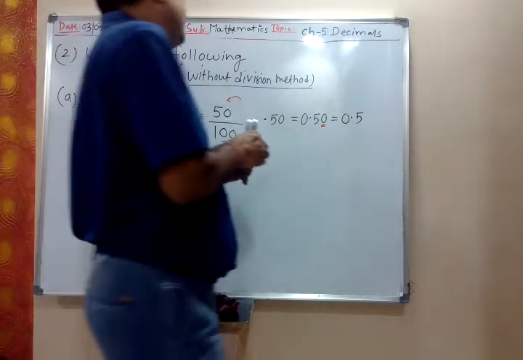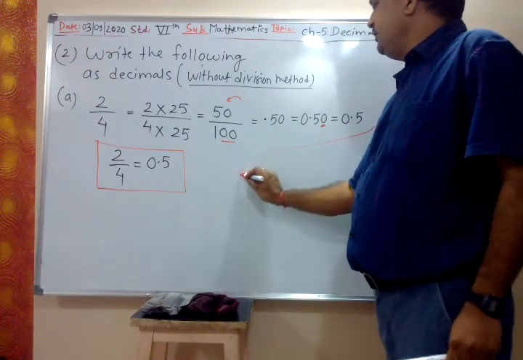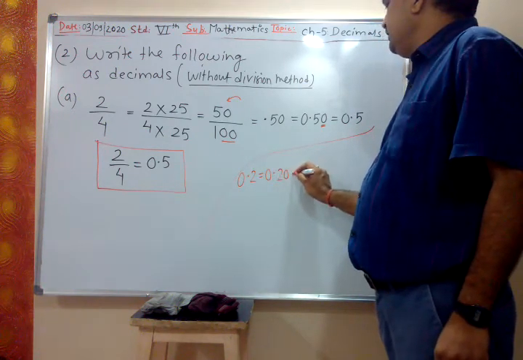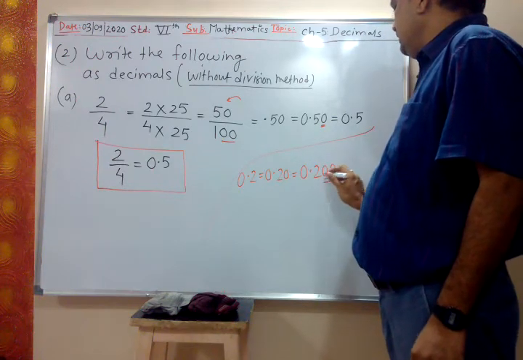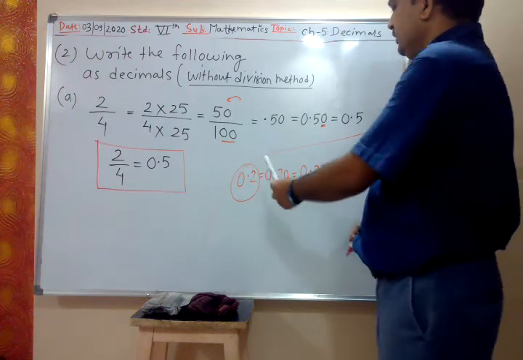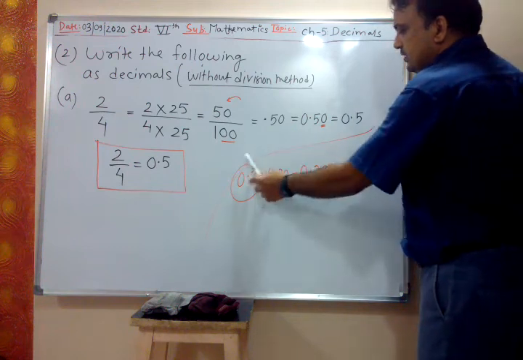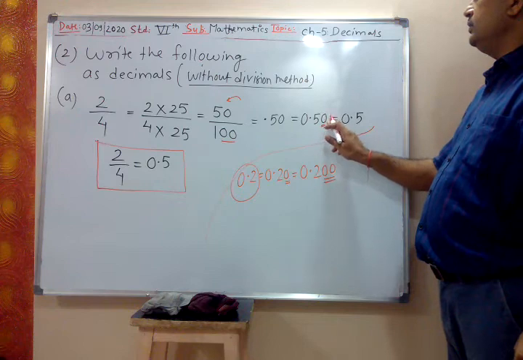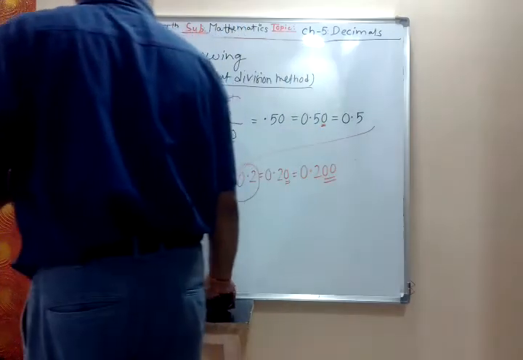Because we have seen the problem, no? Earlier we have proved that 0.2 is same as 0.20 is same as 0.200. There are how many zeros? Does not matter. After point, the value remains same, 0.2. So 0.50, you can remove this 0, it becomes 0.5. So 2 upon 4 is same as 0.5.